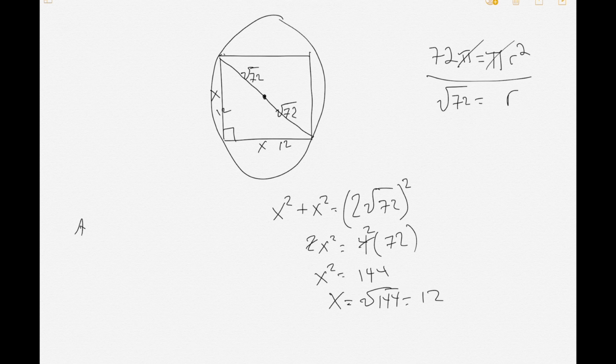And the formula for the area of a square is simply x squared, meaning the side squared. And if each side here is 12, the area of the square should be 12 squared, which is 144. And that is our answer. So the answer to the question is 144.